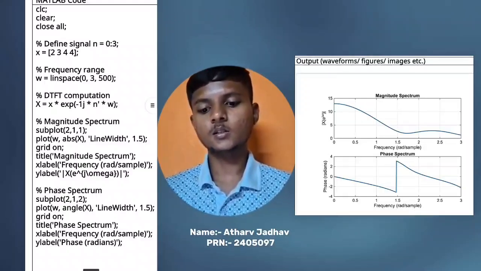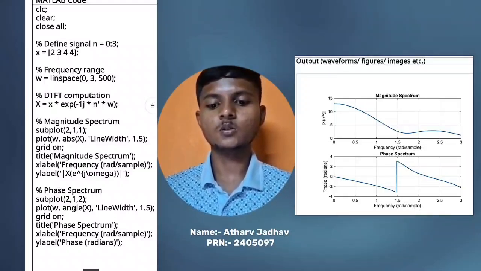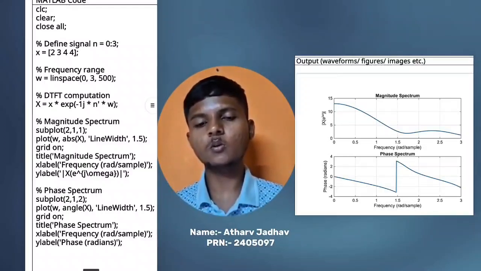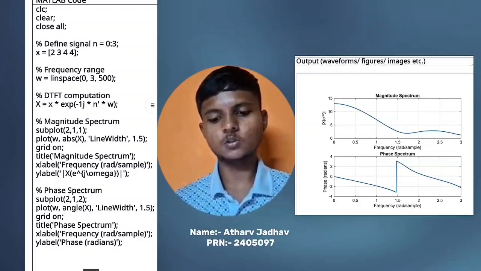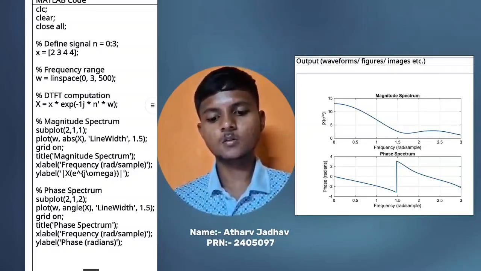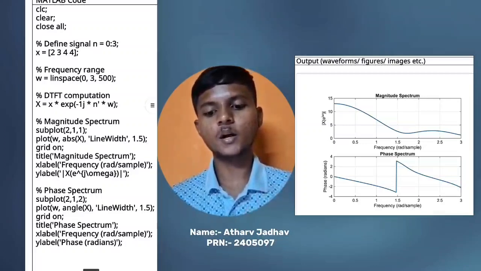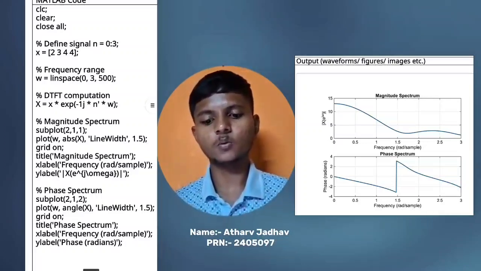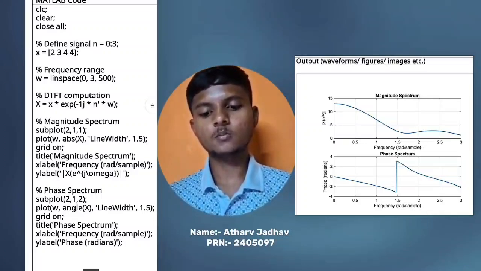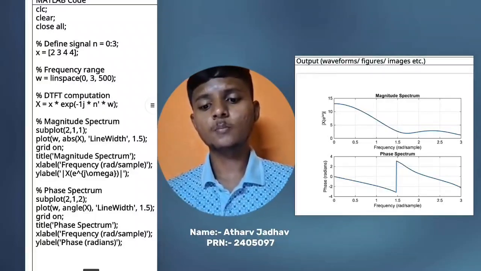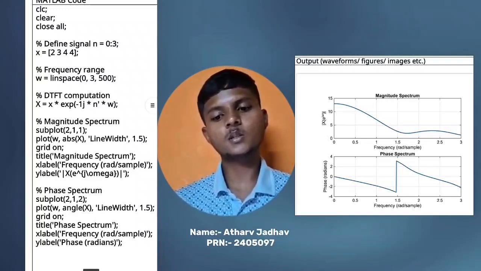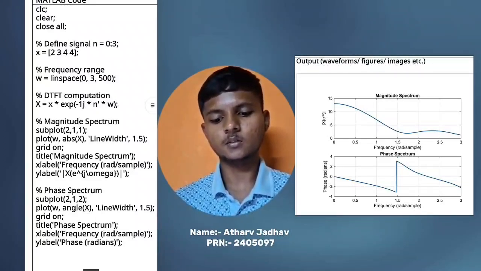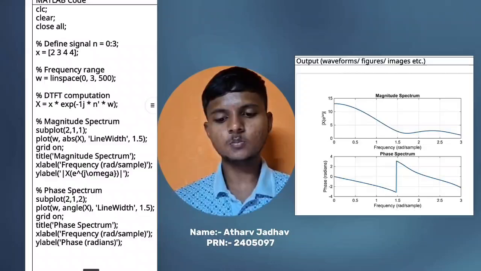The third and last part of our code is the phase spectrum. This is plotted on subplot 2, 1, 2, meaning second row, first column, and second position. This plot is of omega and angle of X with line width 1.5, and the title of this plot is phase spectrum. The x-axis label is frequency in radian per sample, and the y label is phase in radians. And we also see the output of this program.